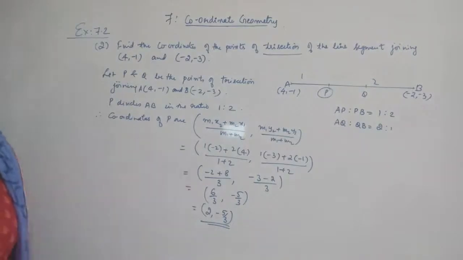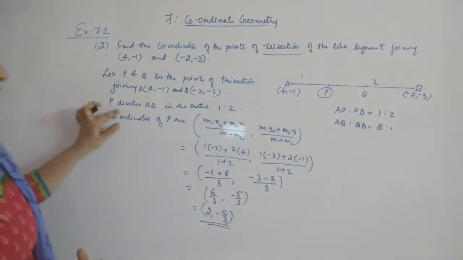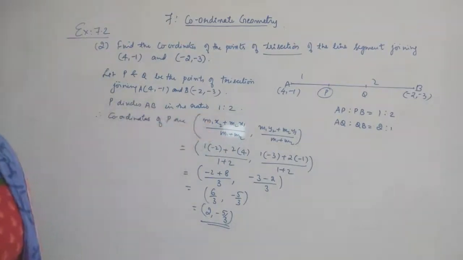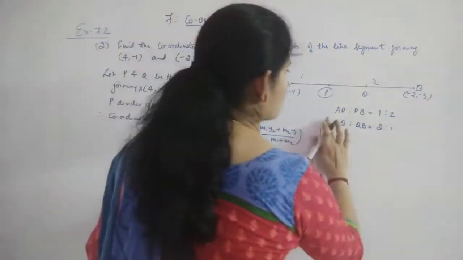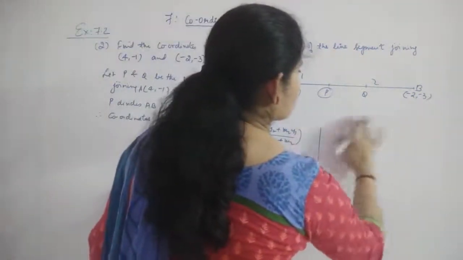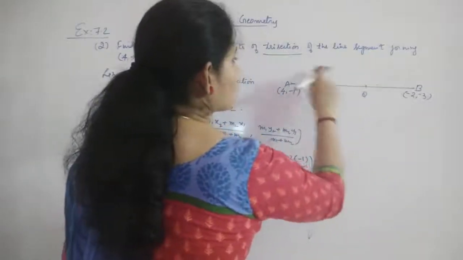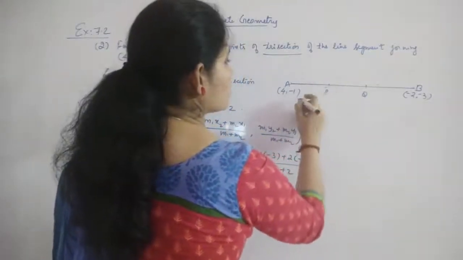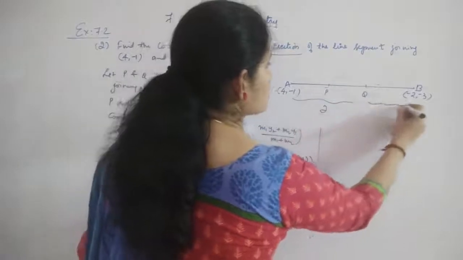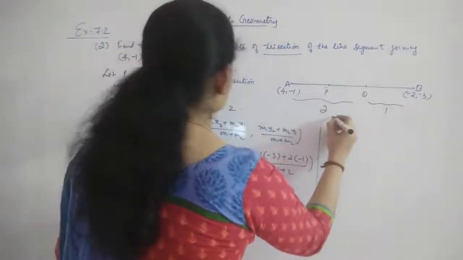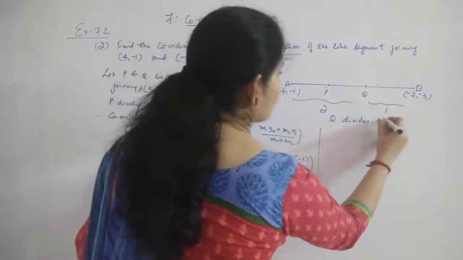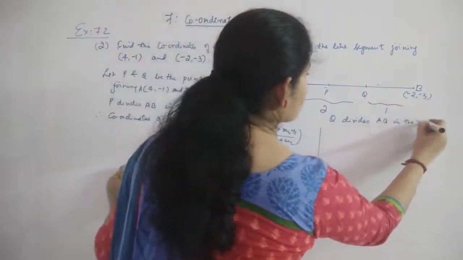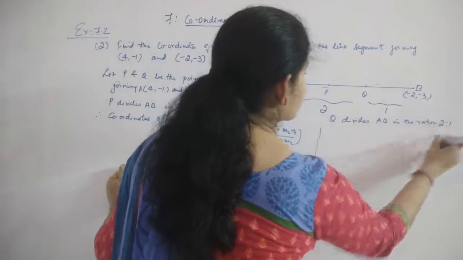Now, similarly, you have to find the coordinate of Q, where the ratio in which Q divides AB will be taken as 2:1. So the ratio in which Q divides is 2:1. Here I am writing this as 2:1. Now, Q divides AB in the ratio 2:1.